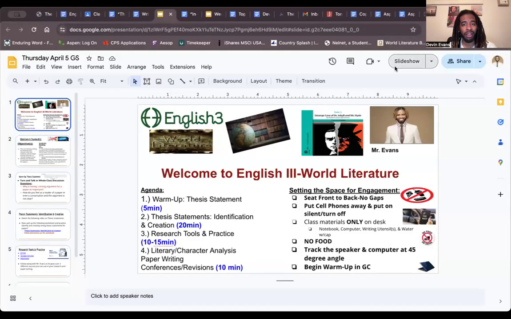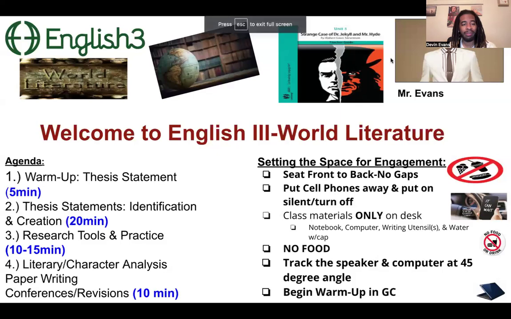Let's start with today's work. Today is about thesis statements, and not just a thesis statement, but also how to identify and create the best ones. If you are writing your paper that's due on Friday, or any kind of paper for the school year, this is a very important skill. Your paper needs to have a strong thesis statement, claim, or argument that defines what you're arguing in your paper. You must have that every single time.